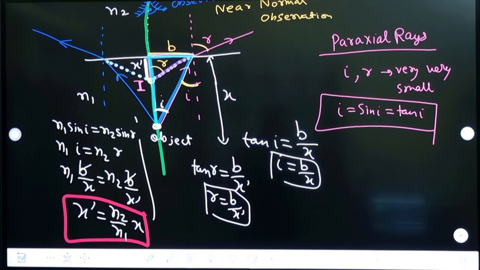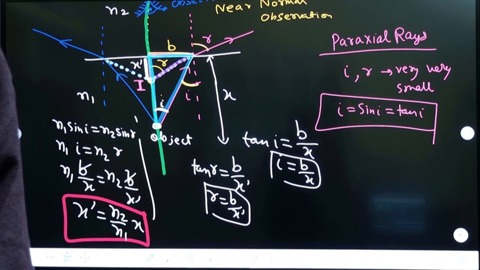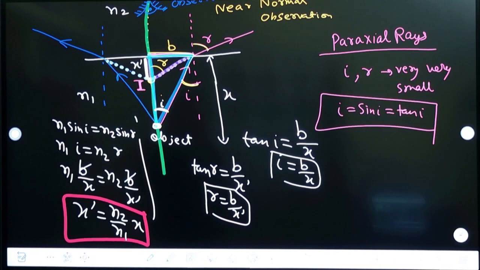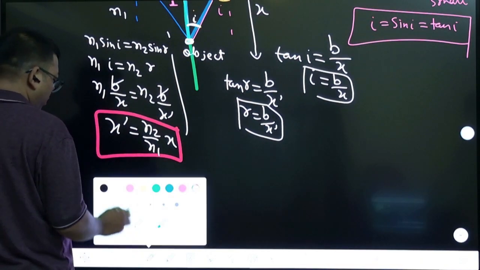That is also called apparent depth. Okay. Done. All of you noted this. So this is the apparent depth. This is the formula for apparent depth.